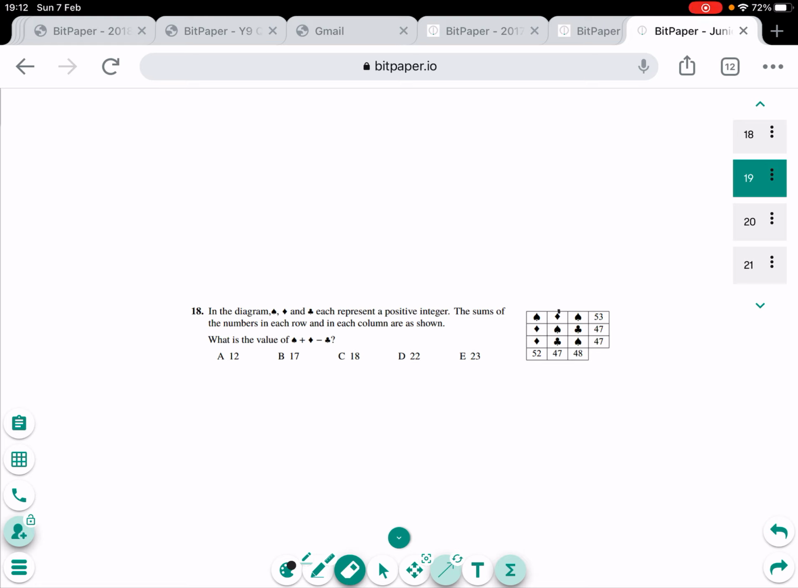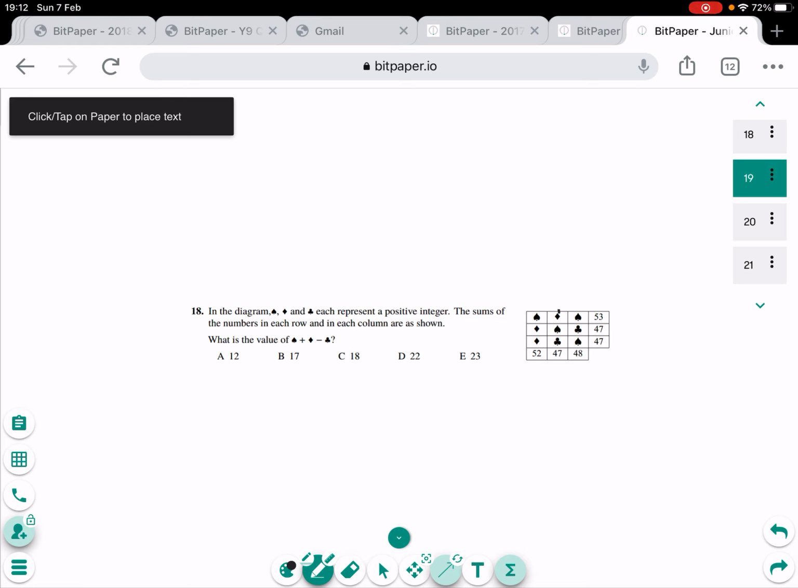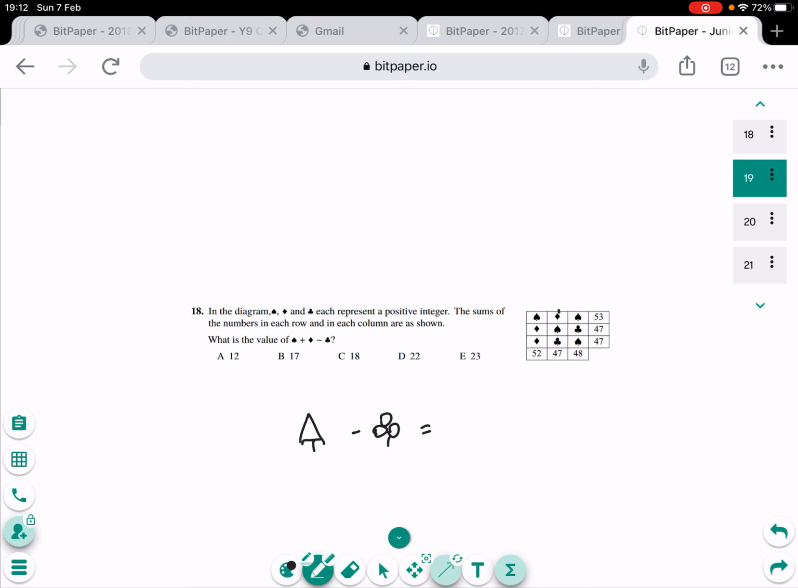So firstly, you can see that from this you can deduce that, let me just draw it out, because it's like that thing minus that thing equals that, equals 6. And then you need to plus the diamond thing.